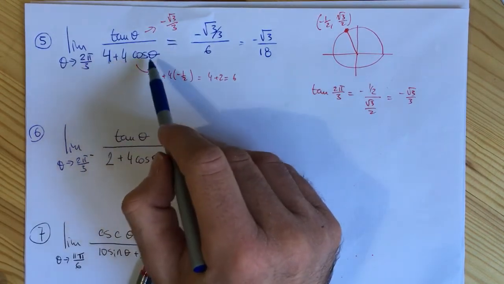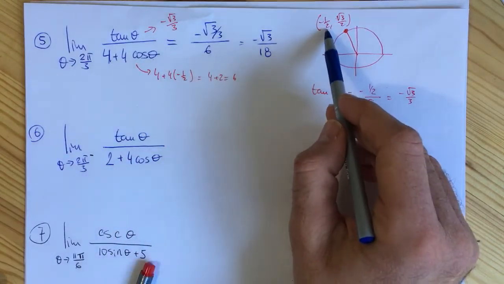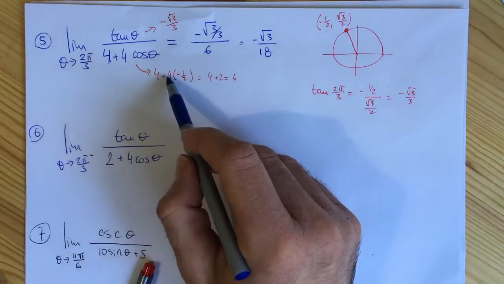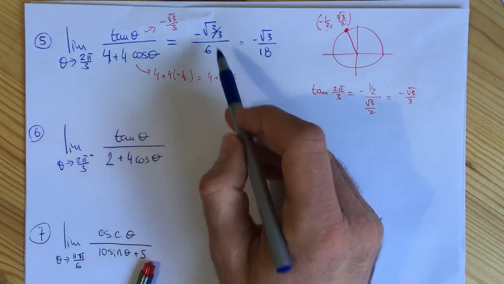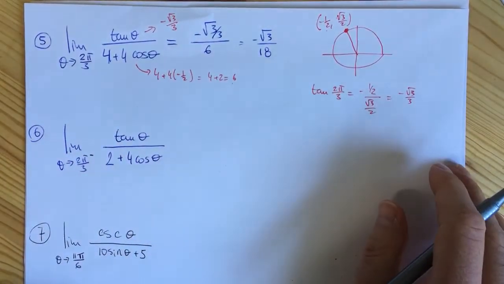I plugged in 2 pi over 3 for theta. Cosine of 2 pi over 3 is negative 1/2. So 4 plus 4 times negative 1/2 is 6, and that ratio gives me negative square root of 3 over 18.